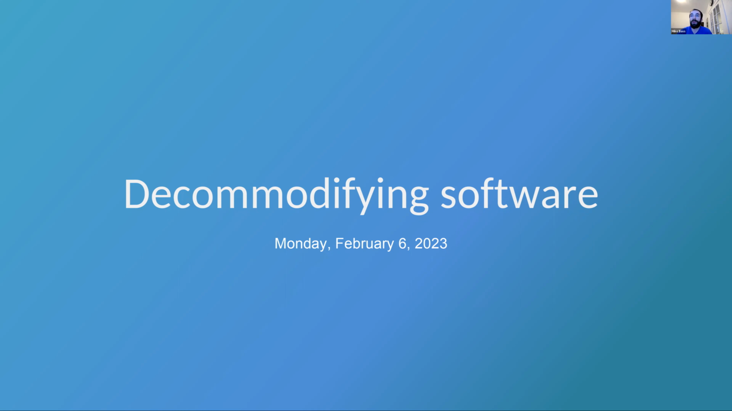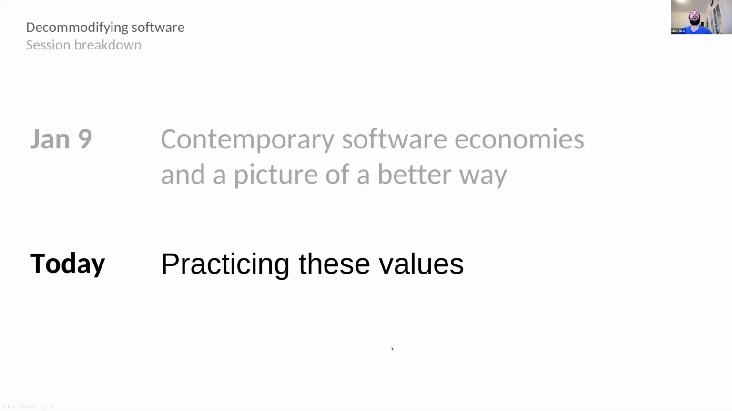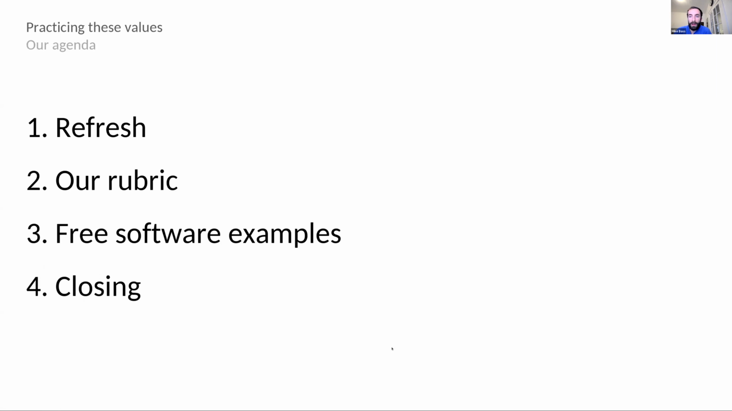So today we'll focus on practicing these values. We'll start with a brief refresh from last month. Then we'll walk through the rubric that we'll be using to get familiar and look at alternative software options. Then we'll walk through just short of 20 examples, which is a lot, but we'll move swiftly through them, and then we'll close and open for conversation.